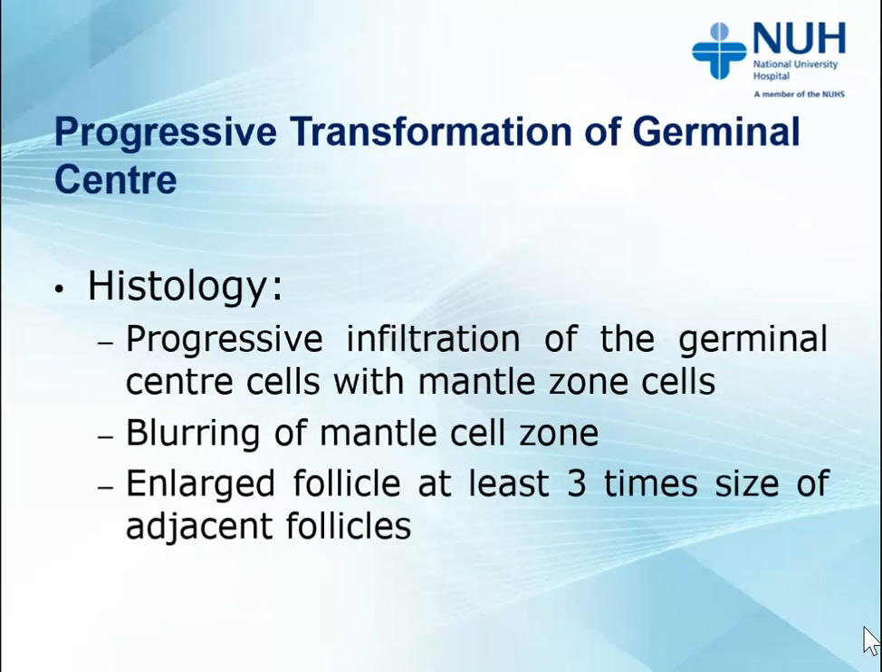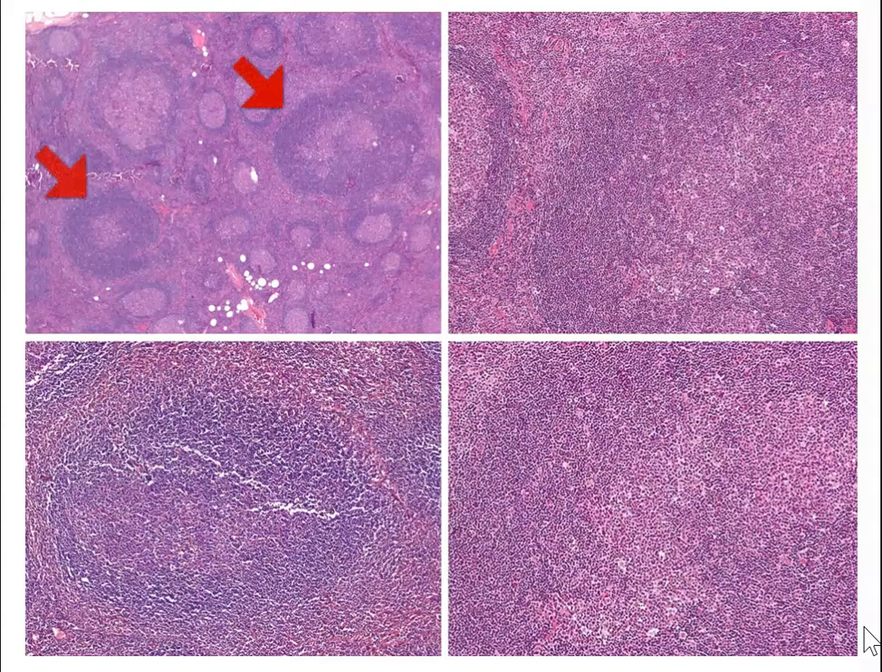In PTGC, we see an expanded lymphoid follicle due to increased mantle zone B cells that infiltrate into the germinal centers. This results in 1 or 2 expanded follicles that are at least 3 times the size of adjacent normal-looking follicles. We see occasional follicles that are expanded, featuring hyperplastic mantle zone B cells that infiltrate into the germinal centers.